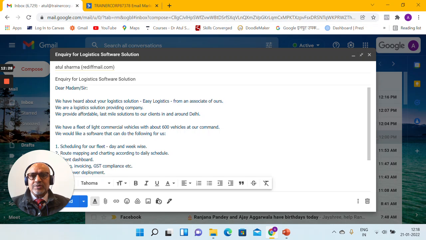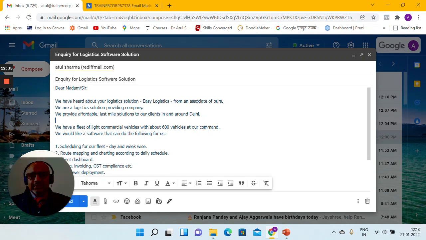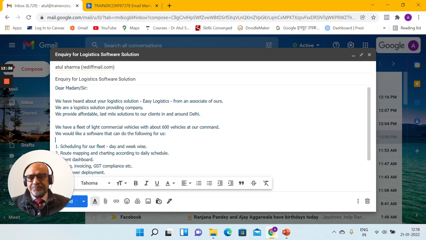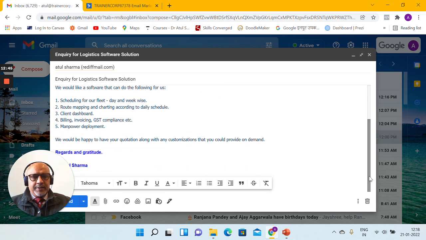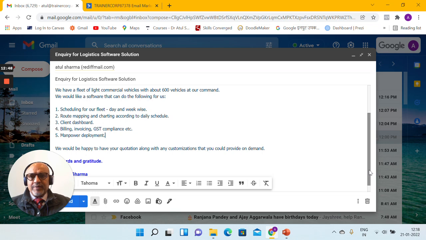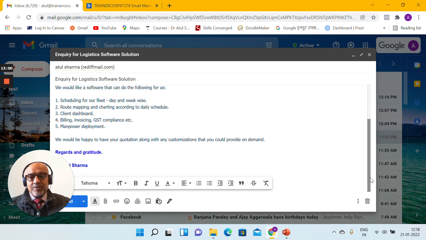We have heard about your logistics solution, Easy Logistics, from our associate. We are a logistics solution providing company. We provide affordable last mile solutions to our clients in and around Delhi. We have a fleet of light commercial vehicles with about 600 vehicles at our command. We would like a software that can do the following for us: scheduling for our fleet day and week wise, route mapping, charting according to daily schedule, client dashboard, billing, invoicing, GST compliance, and manpower deployment. We would be happy to have your quotation along with any customizations that you could provide on demand.